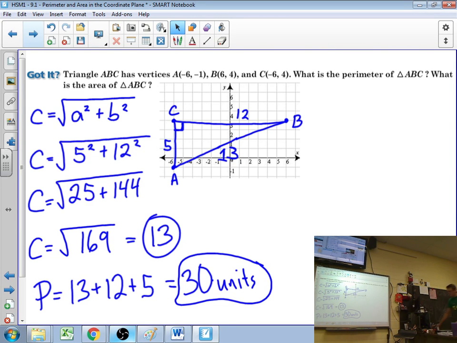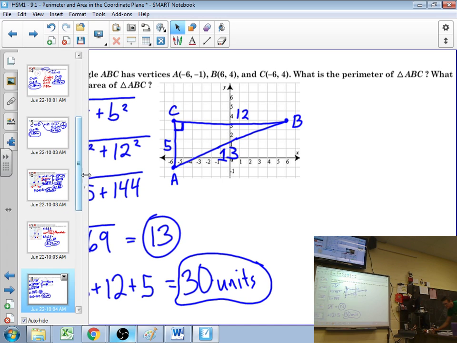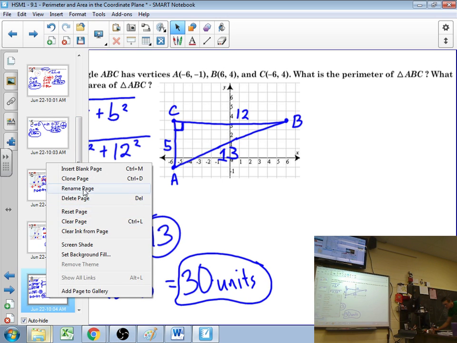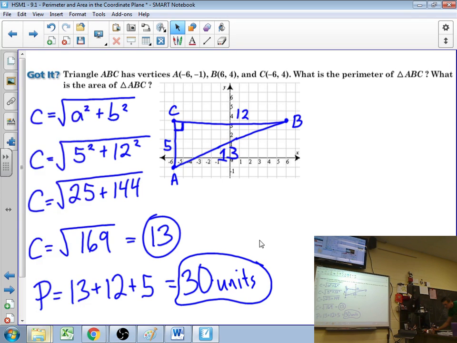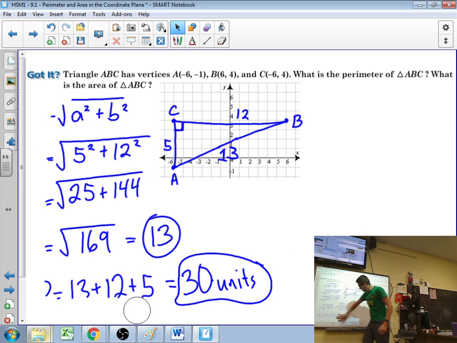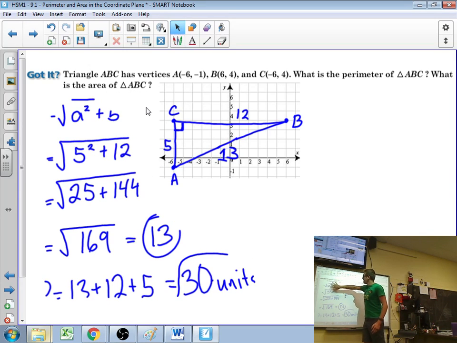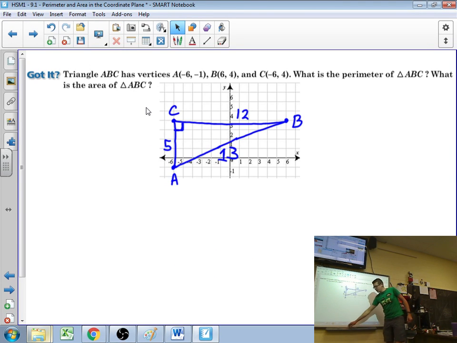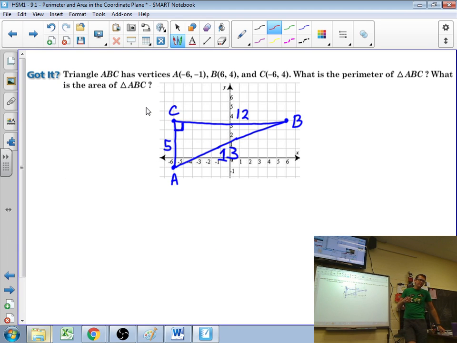Any questions from that one? Clone this again, but I'm going to not clear all the ink. Now when I'm looking to find the area here, again, the first thing I need to look for is a perpendicular meeting of two of my sides. If I don't have that perpendicular meeting, I will have to draw an altitude. Remember, an altitude is the perpendicular line from one side up to the other.